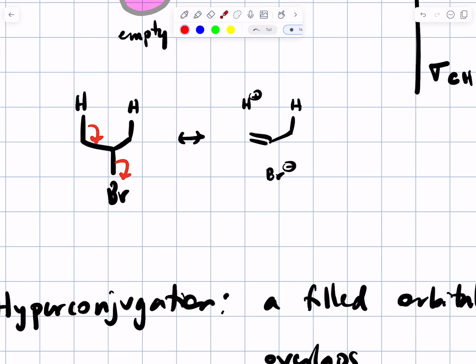All right. Consequences of hyperconjugation. Again, the sigma bonding orbital spreads out onto the adjacent alpha carbon. The sigma antibonding orbital spreads out onto the adjacent beta hydrogen.